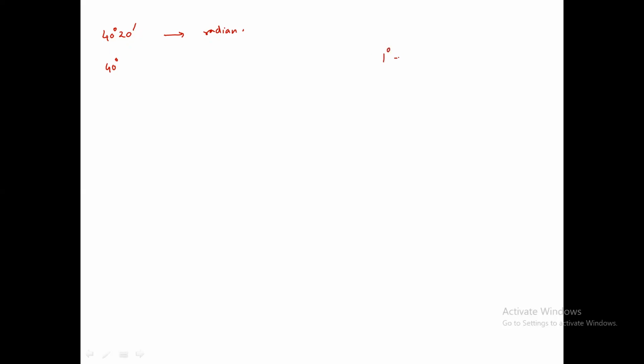Because 1 degree has 60 minutes, 1 minute has 1 by 60 degrees. That means I have to multiply 20 with 1 by 60 degrees. Zeros will cancel, 2 ones, 2 threes. I can write 40 degrees and 1 by 3 degrees, or I can write 41 by 3 degrees.